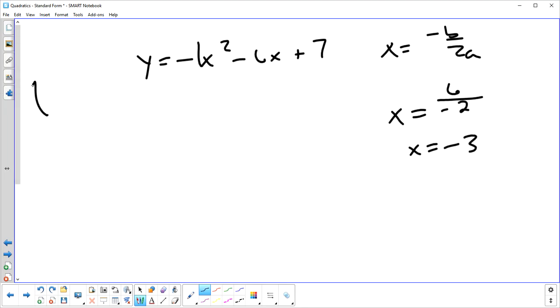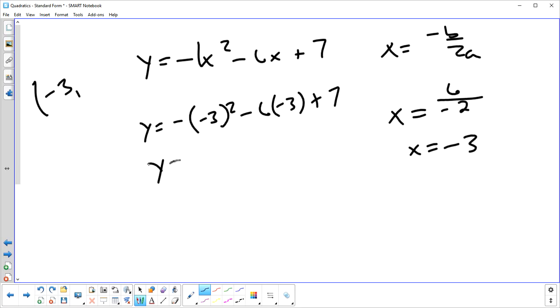So if I'm trying to figure out my vertex, I know my x-coordinate is negative 3. And now I need to plug into my quadratic, so I'm going to have a negative times a negative 3 squared minus 6 times a negative 3 plus 7. So like I said, we're plugging that in here. Negative of a negative 3 squared minus 6 times negative 3 plus 7.